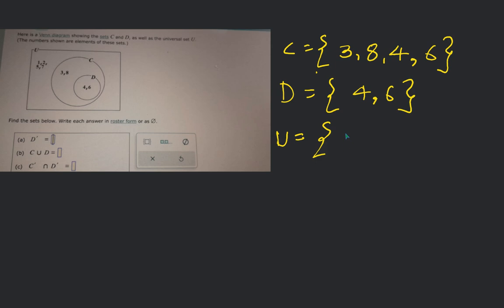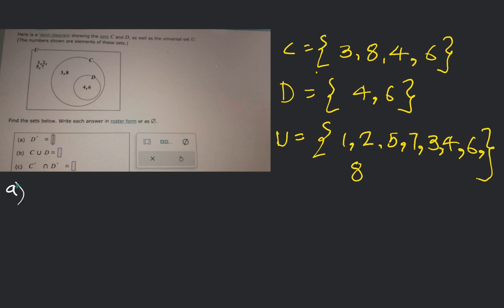1, 2, 5, 7, 3, 4, 6, and 8. And that's it. Any other element over here? I guess no, these are the ones, right? 1, 2, 3, 4, 5, 6, 7, 8. Yeah. Okay. Shall we start with the first one?